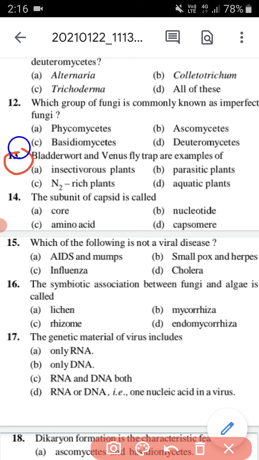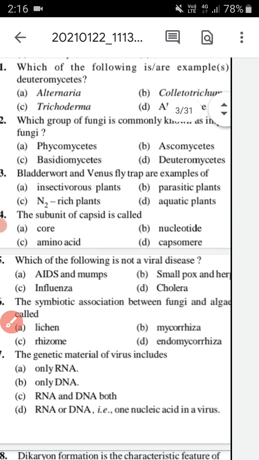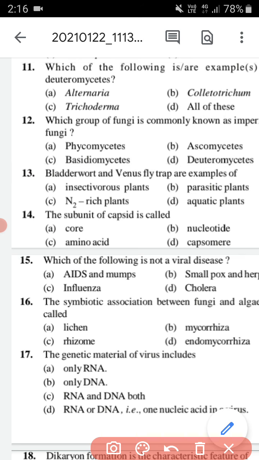Now we move to question number 13. Question number 13 is, bladderwort and Venus flytrap are examples of insectivorous plants, parasitic plants, nitrogen-rich plants, or aquatic plants. So these are basically insectivorous plants. So option A is correct. Now we move to question number 14. Question number 14 is, the subunit of capsid is called core, amino acid, nucleotide, or capsomere. So capsomere. Okay, option D is correct. Capsomere is the subunit of capsid.